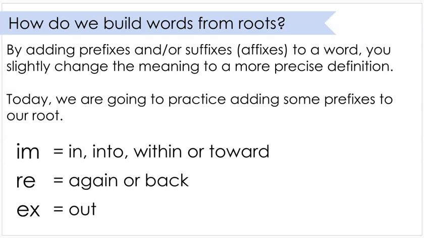Today, we're going to practice adding just a few prefixes to our root. The three prefixes we're going to look at today are im, re, and ex. Im means in, into, within, or toward. Re means again or back, and ex means out. The reason we're going over these definitions is because we want you to understand that when you join word parts, and they each have their own definition, we're creating a new word with a new definition, always connected to those other two words. So those words become related words.